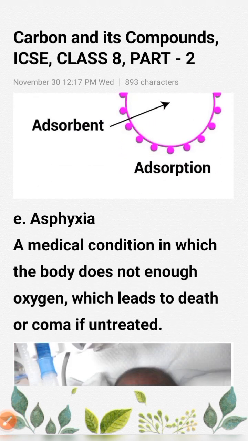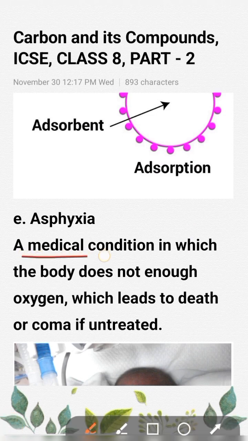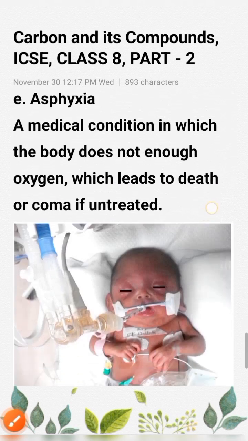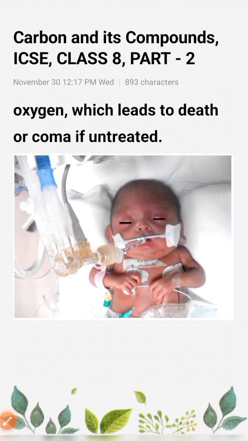Next definition term: asphyxia. It is a medical condition in which the body does not get enough oxygen, which leads to death or coma if untreated. It is a typical disease.